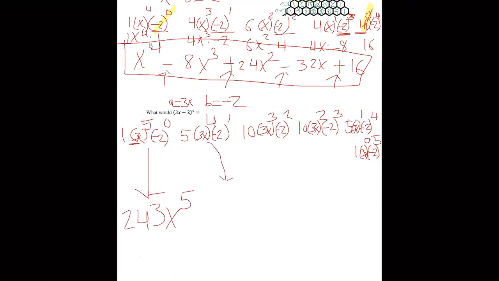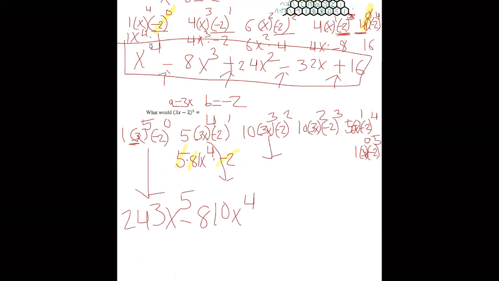This one, if we start working it out, the 5 is just going to come down, and the -2. If you clean that one up, that would be 3 up to the 4th, so that's 81x to the 4th. But then you still have to multiply all of these coefficients together. So 5 times 81 times -2. That would be minus 810x to the 4th. So you can see these numbers are getting quite big.